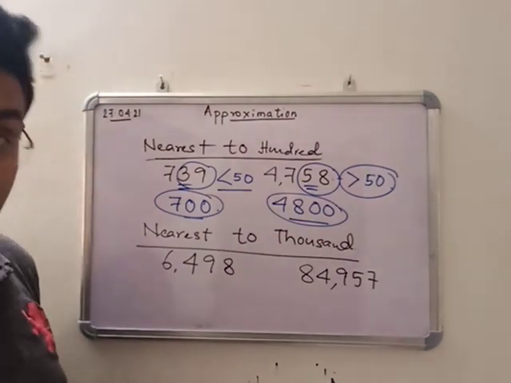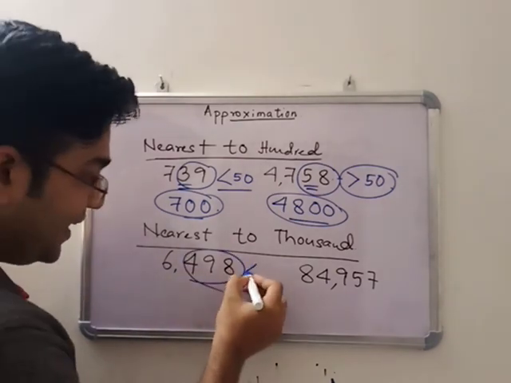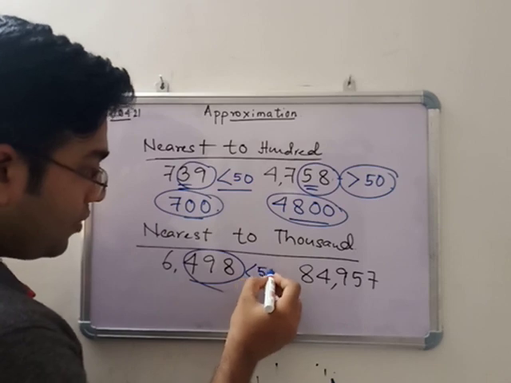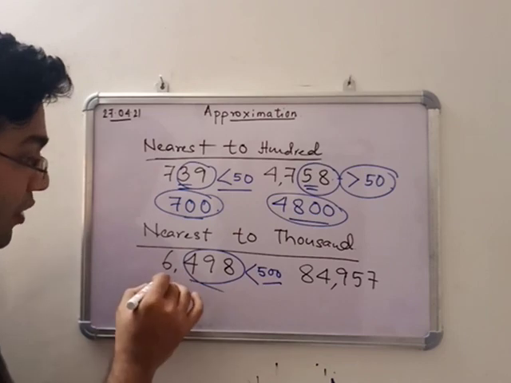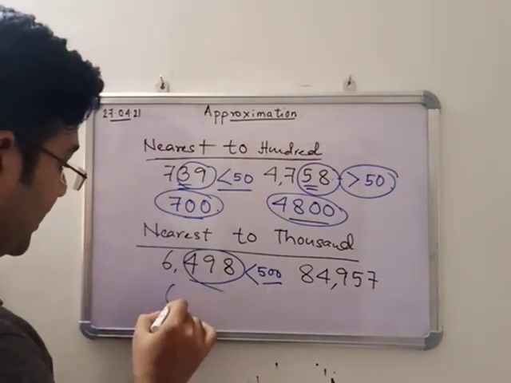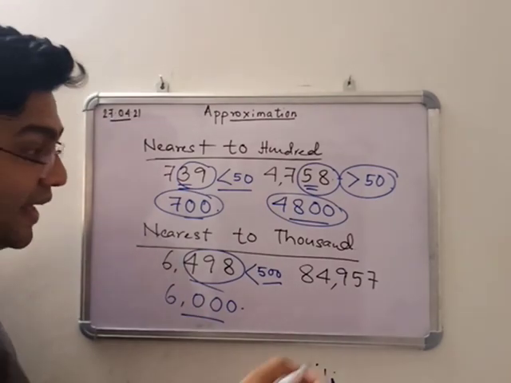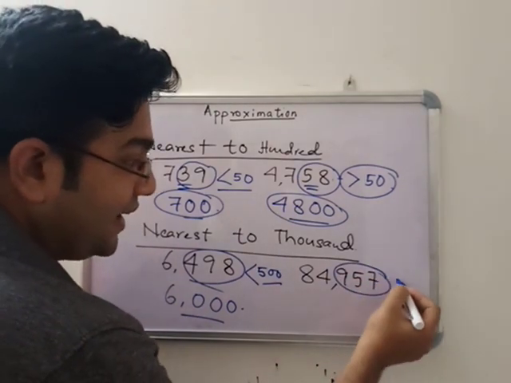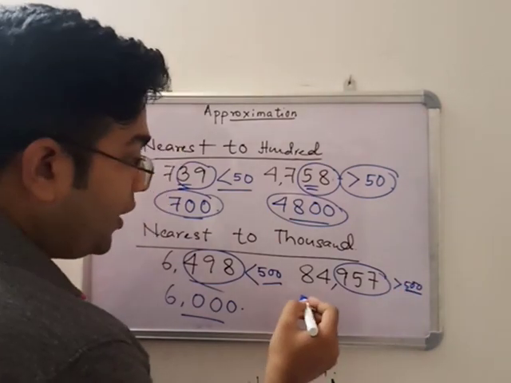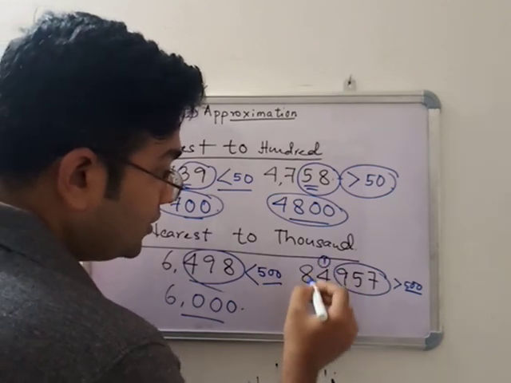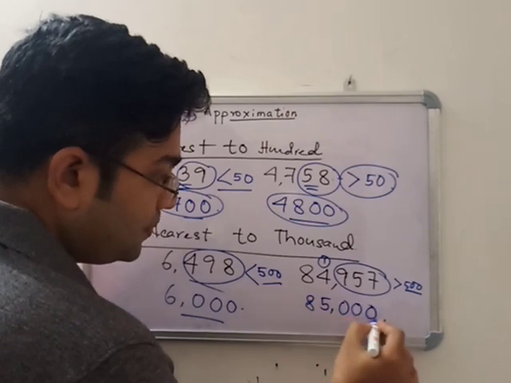Similarly, for the nearest 1000, the last three digits here are less than 500. That means we are only putting 0 over there, so 6000. But here the last three digits are greater than 500, so we have to add 1, that means 85000.